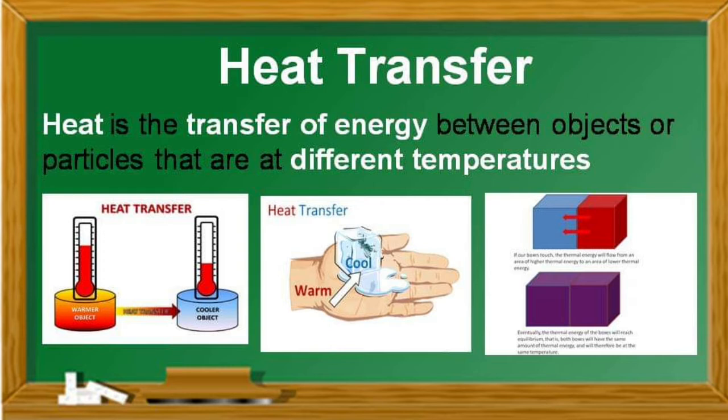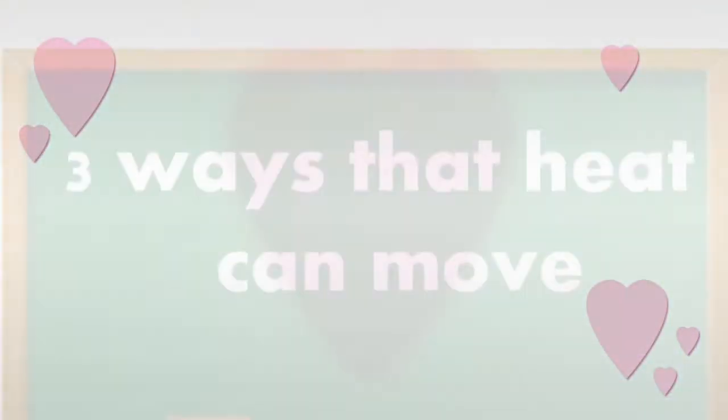And the last picture is, if our boxes touch, the thermal energy will flow from an area of higher energy to an area of lower thermal energy. Eventually, the thermal energy of the boxes will reach equilibrium. That is, both boxes will have the same amount of thermal energy and will therefore be at the same temperature.